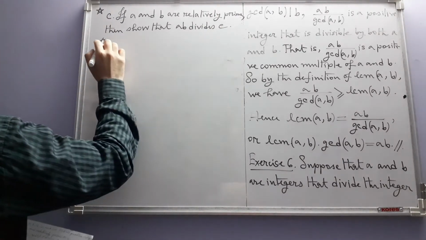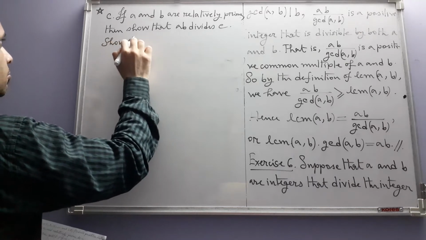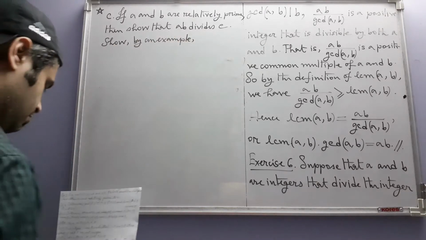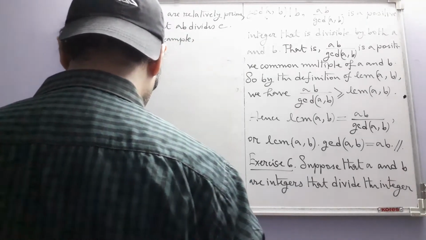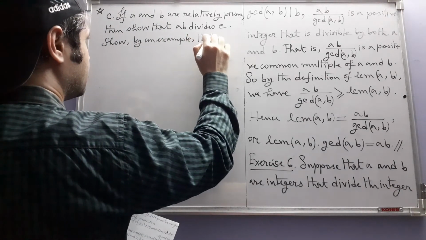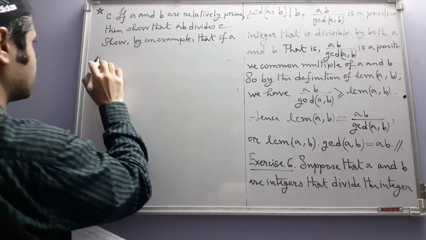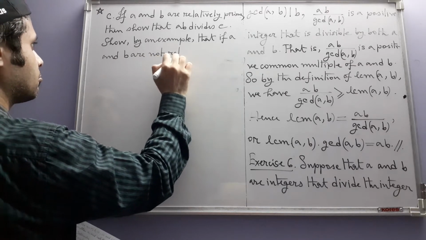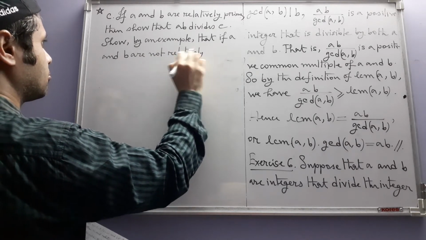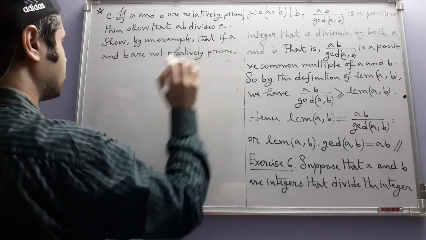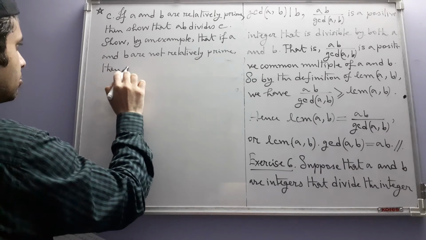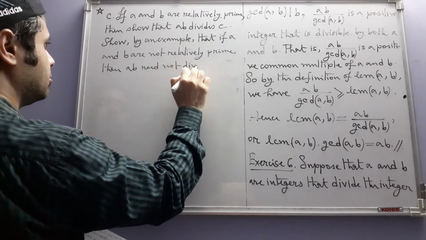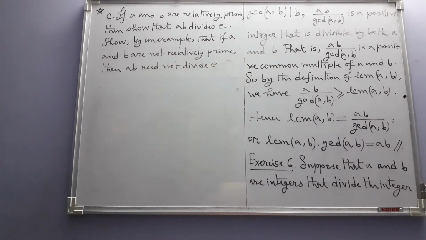Show by an example that if a and b are not relatively prime, then ab need not divide c. Okay.